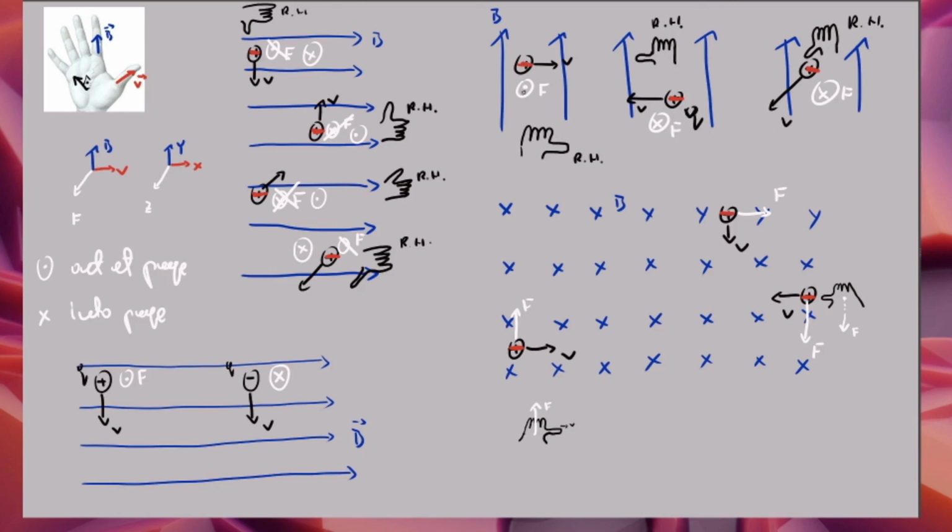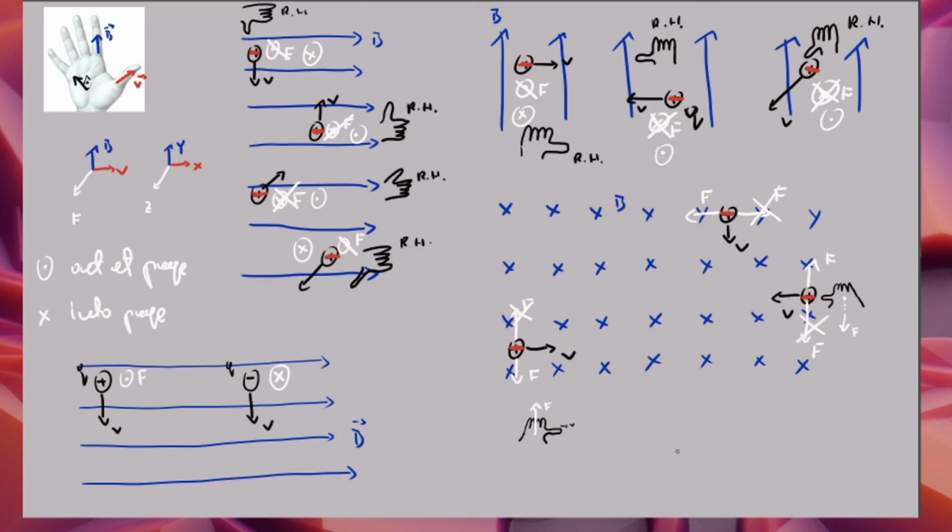If that was a negative instead of a positive, then this would point into the page. And if this was negative instead of positive, this would now point out of the page, and so on. I think you get the idea, but let's maybe do that. So this wouldn't be true. Instead, the force would point in the opposite direction. And this wouldn't be true either. Instead, the force would point in the opposite direction.